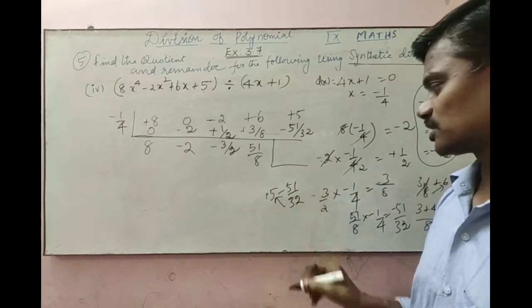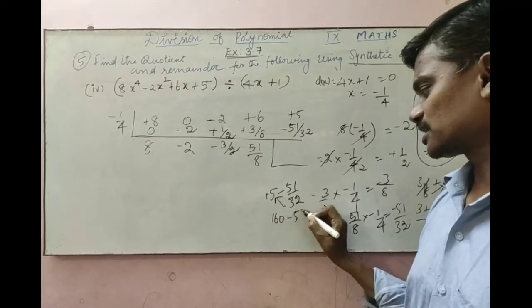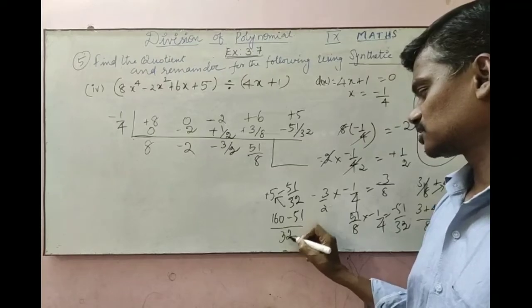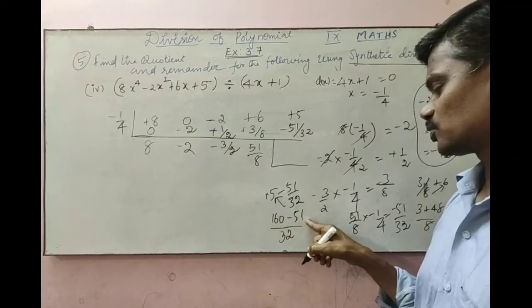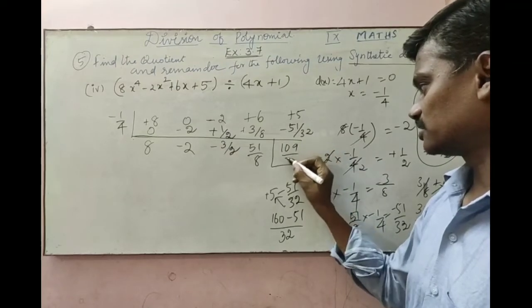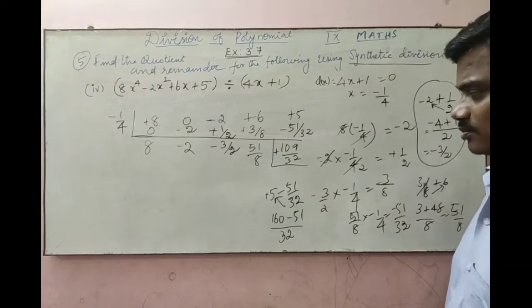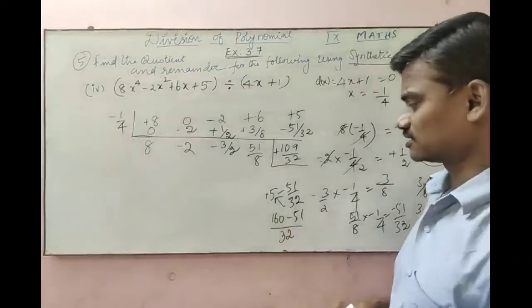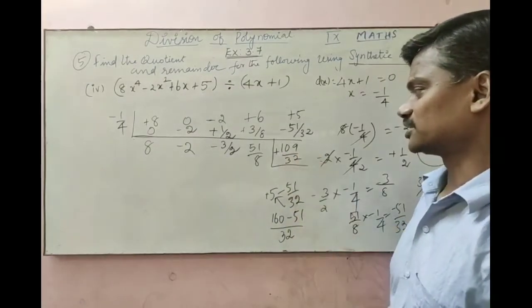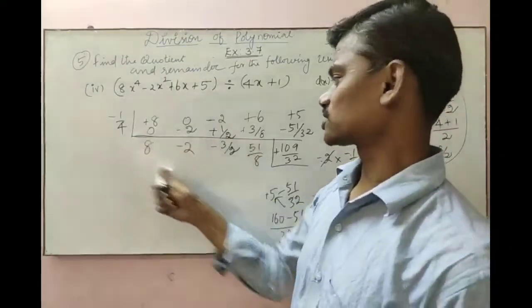If we cross multiply this, 32 into 5 gives 160 minus 51 by 32. 160 minus 51 is 109 by 32. Here plus, because this is the greater number's sign. So plus 109 by 32. This is the remainder and this is the quotient.